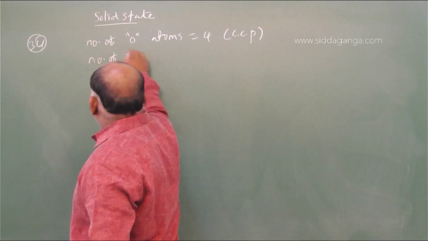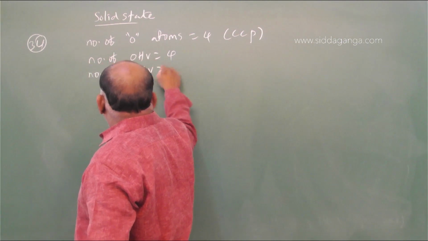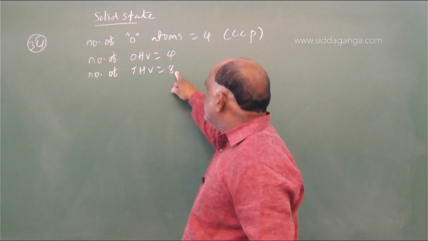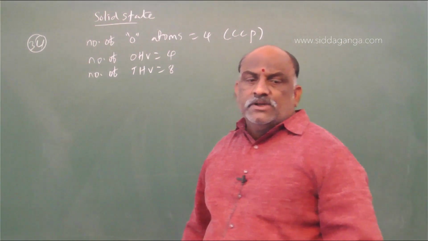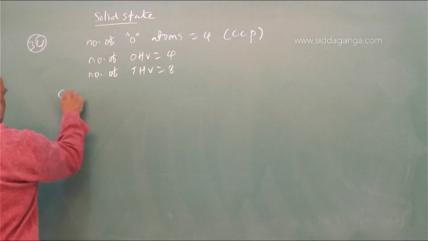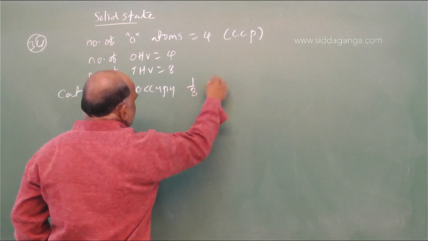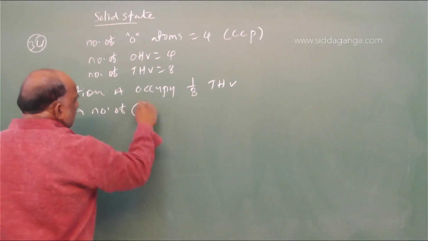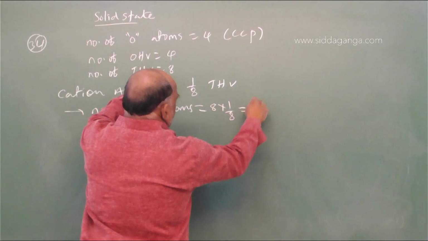Number of octahedral voids is equal to 4. Number of tetrahedral voids is equal to 8. Number of oxygen atoms is 4 because of CCP. Oxide ions form CCP. Cation A occupies 1 by 8 of the tetrahedral voids. So here the number of A atoms is equal to 8 into 1 by 8, which is equal to 1.